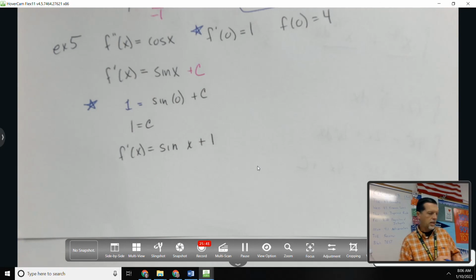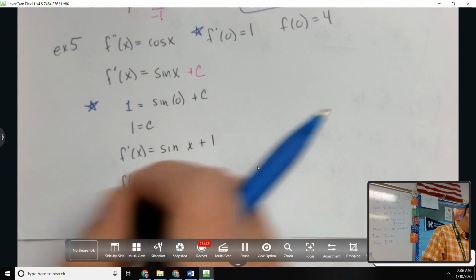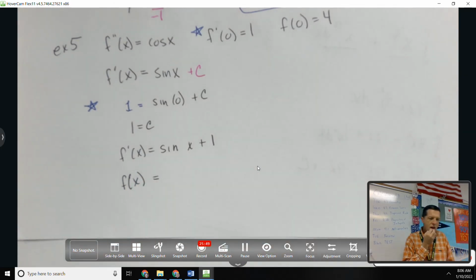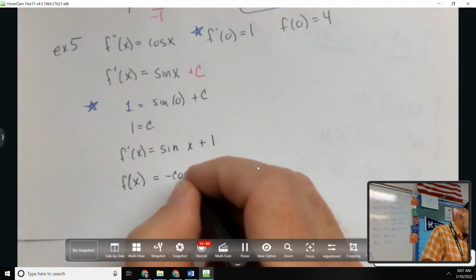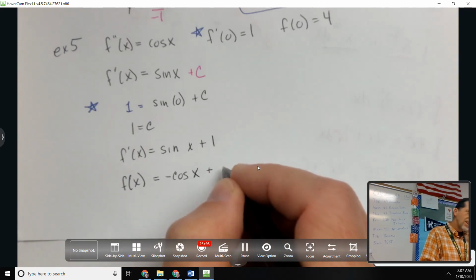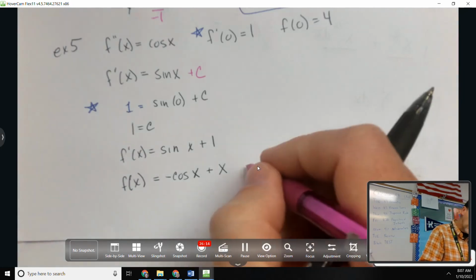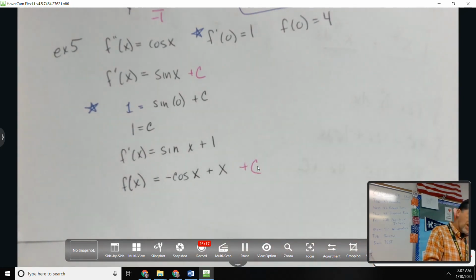Now I need to go backwards one more step. What's the antiderivative of sine? Negative cosine. The antiderivative of 1 is x. And why am I not done yet? Plus c. And I'd like to know what c is.